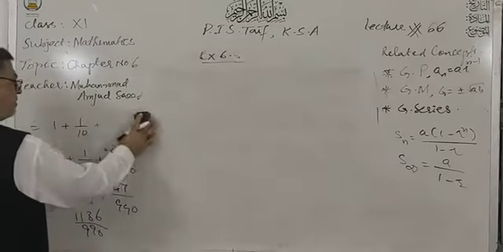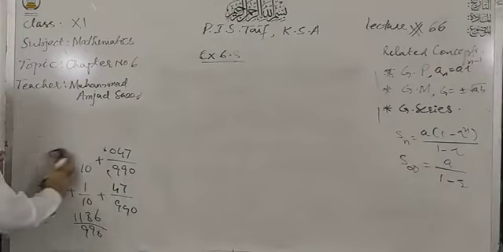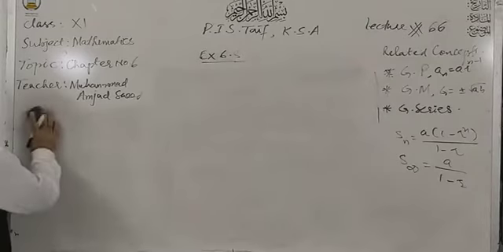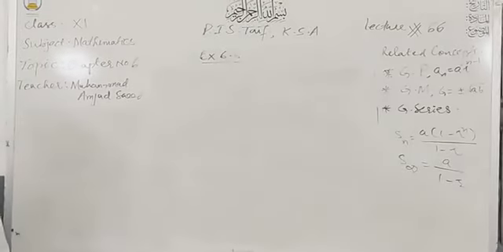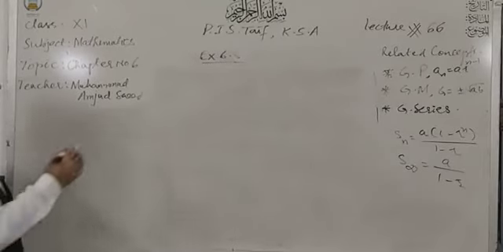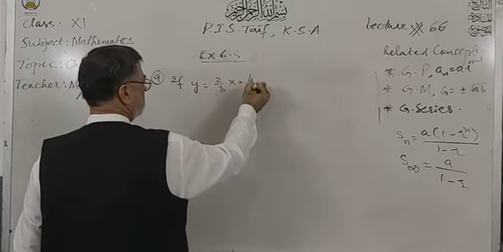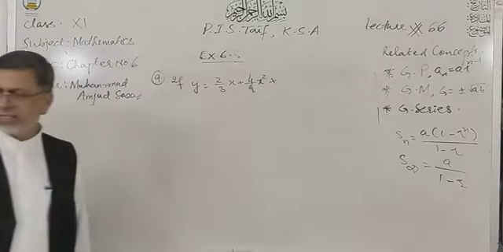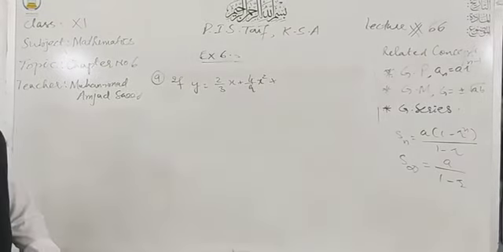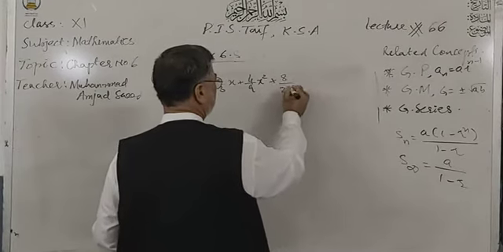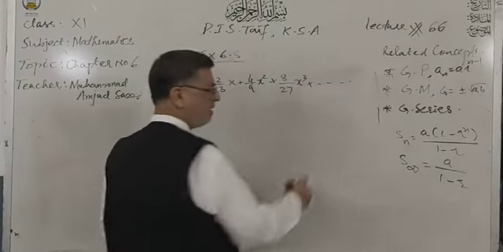Question number 9. So dear students, we have question number 9. y is equal to 2 over 3x plus 4 over 9x squared plus 8 over 27x cubed plus so on.